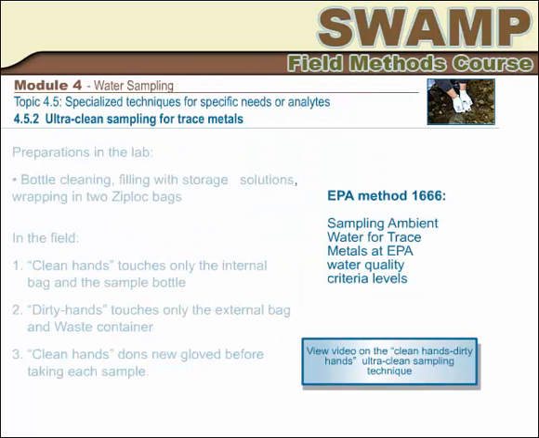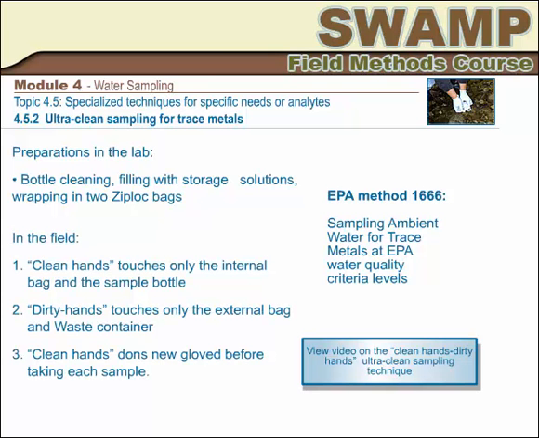Use of the clean hands, dirty hands method involves very careful preparation in the lab. The sample containers are meticulously cleaned and acid washed, and then delivered to the field full of storage solution. Trace metal sample bottles contain 1% nitric acid, and mercury bottles contain 0.5% hydrochloric acid. Field operators should dispose of the storage solution into a waste container prior to sample collection, and have to wear polyethylene gloves when handling these bottles.